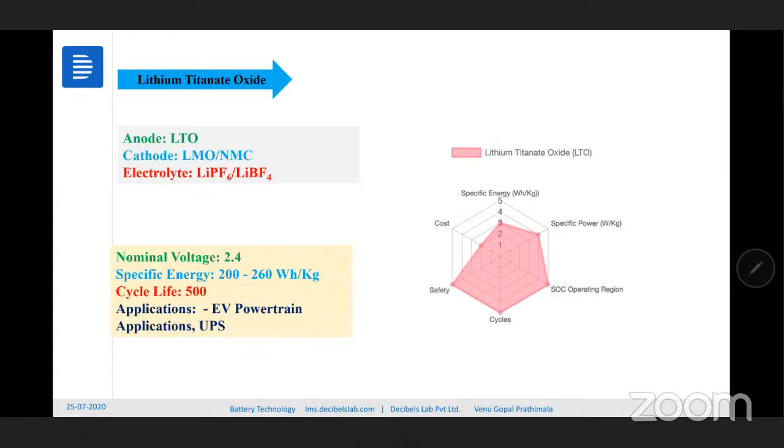Okay. So if you observe here, the nominal voltage is coming around 2.4 volts, which is approximately equivalent to lead acid. Lead acid is having 2.1, and this is having 2.4 volts. That's the biggest drawback of the lithium titanate oxide cell. It's having less voltage compared to other lithium ion technologies. Okay. Specific energy, it is having 200 to 260 watt hour per kg. And it is used in ultra vehicle applications and UPS, which are called inverters and all these things.